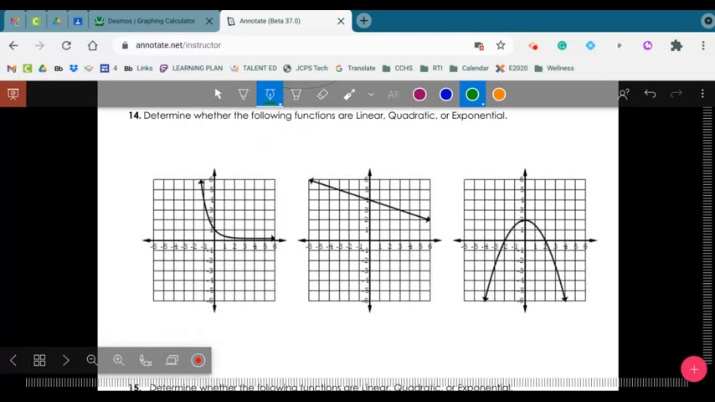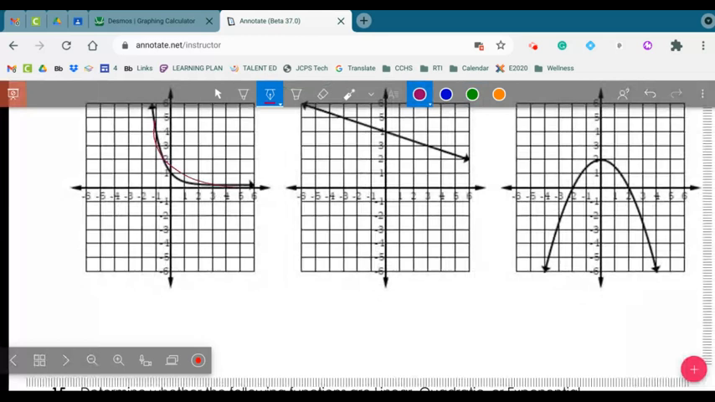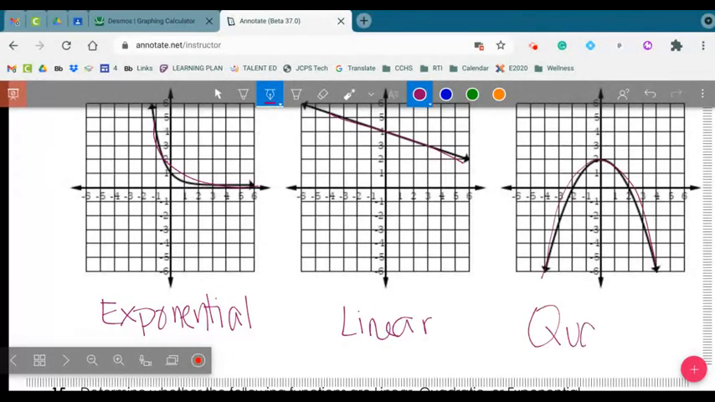Next, determine if the following are linear, quadratic, and or exponential. So this one has your slight curve, so it is exponential. The second one is a straight line, so it is linear. And the next one is your upside down U shape, so it is quadratic.